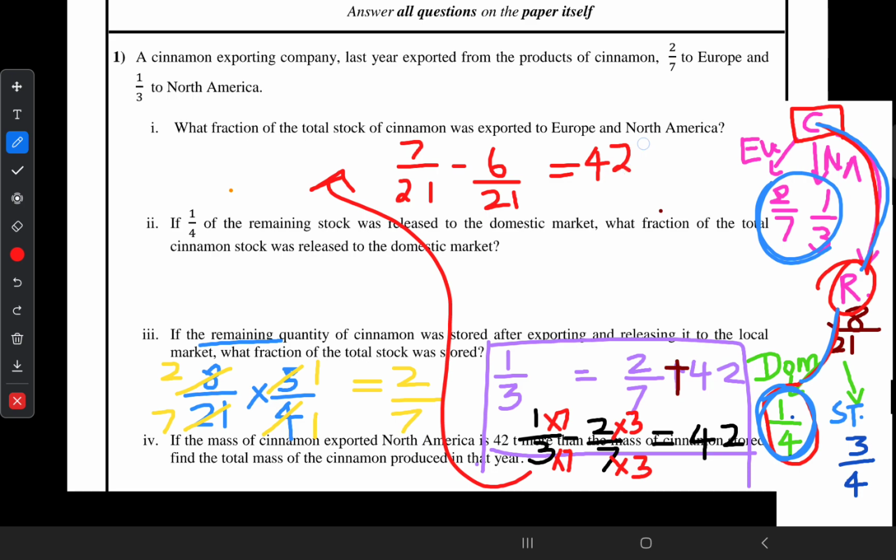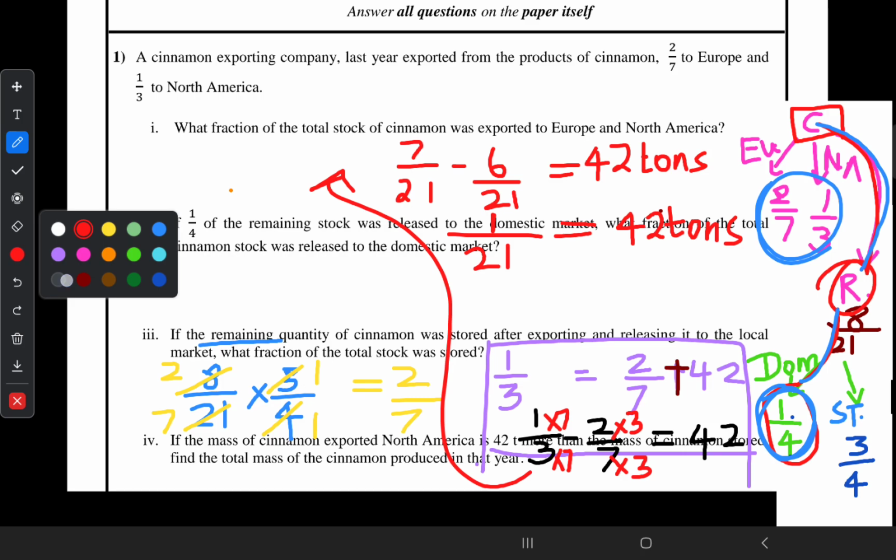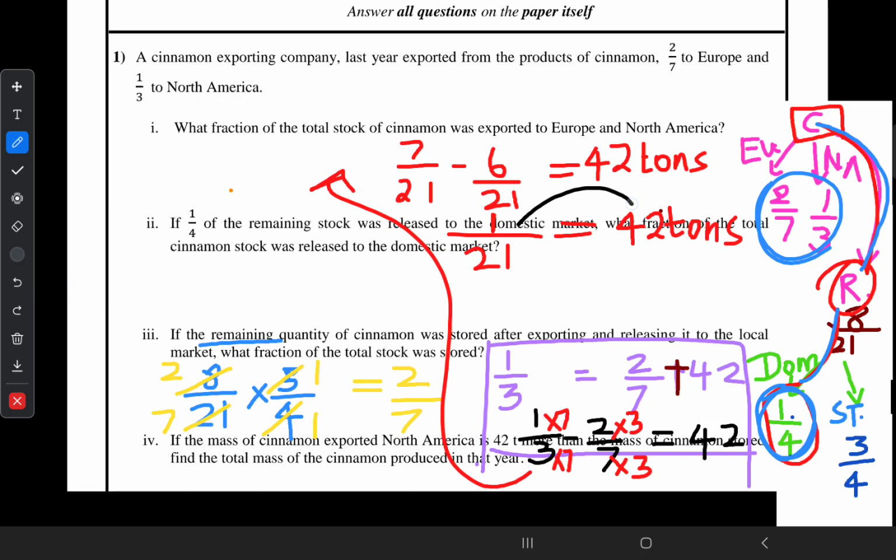This is equal to 42 tons according to the given data. So we can subtract, and over 21 we have 1. We have 1, which equals 42 tons. Accordingly, just look at this. This one portion is indicating 42 tons. One portion of the total quantity is indicating 42 tons.